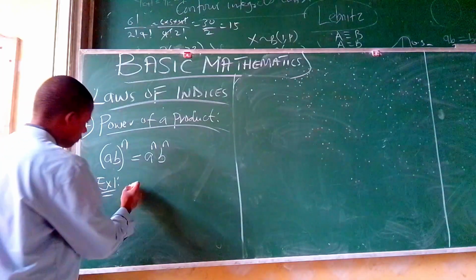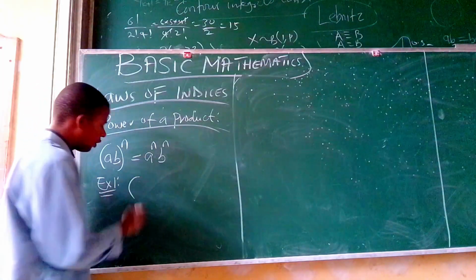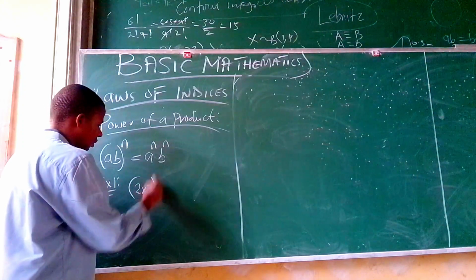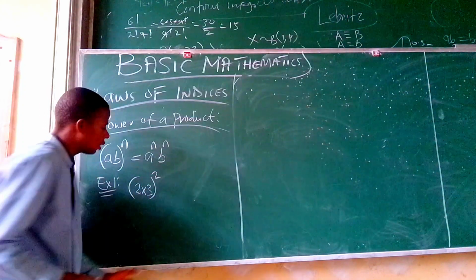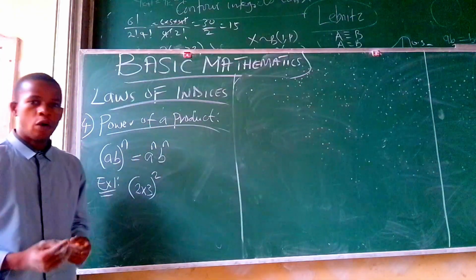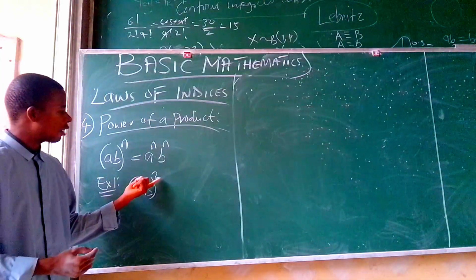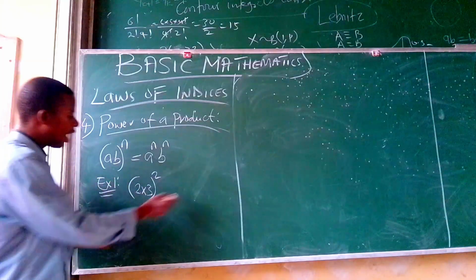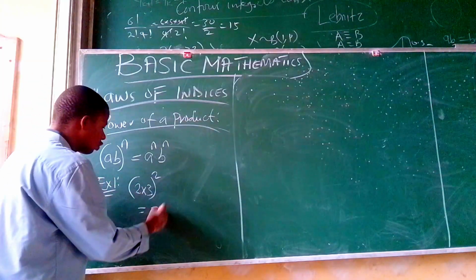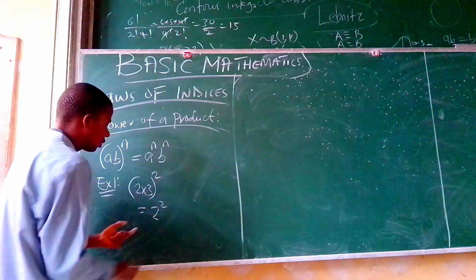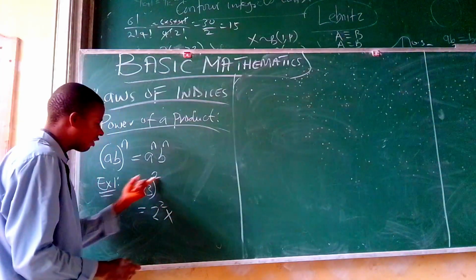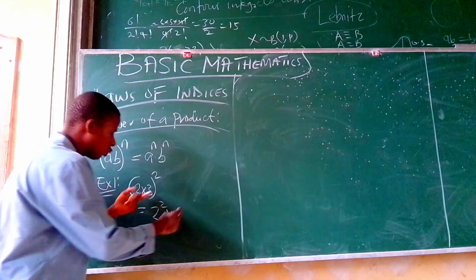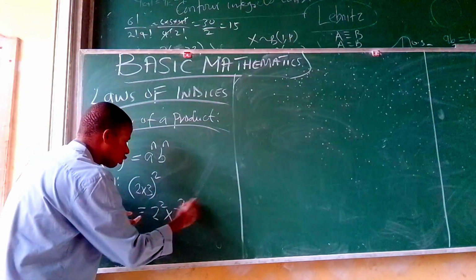Now look at an example. If you have in a bracket 2 times 3 raised to the power of 2. By the power of a product law, this is letting us know that the power 2 is affecting everything in the bracket. So we're going to have the expression 2 raised to the power of 2, times, because this power is affecting this 2 and it's also affecting this 3, times the 3, right? Raised to the power of 2.